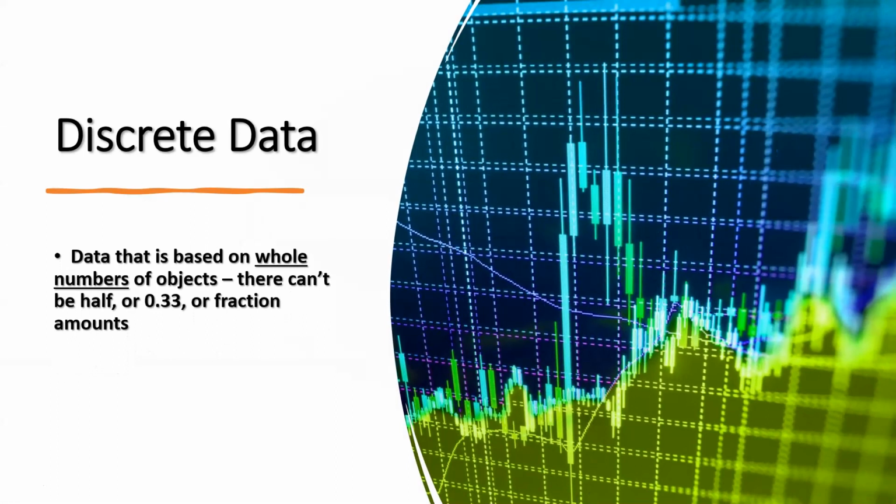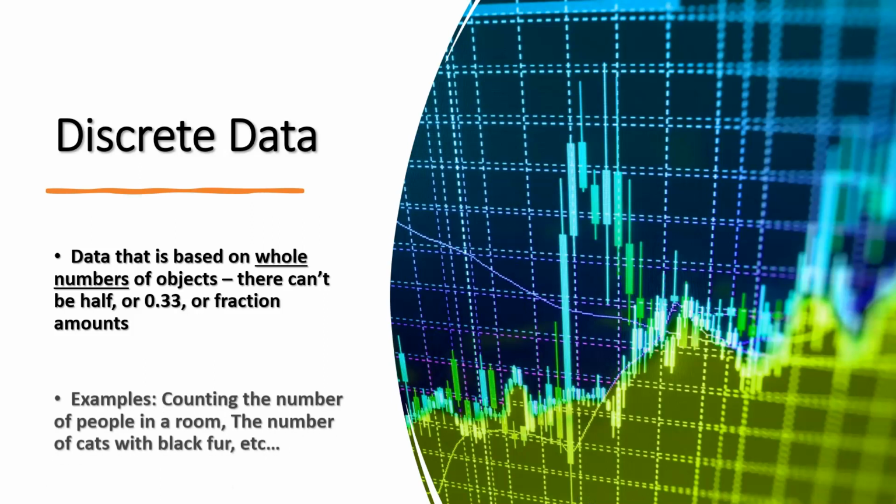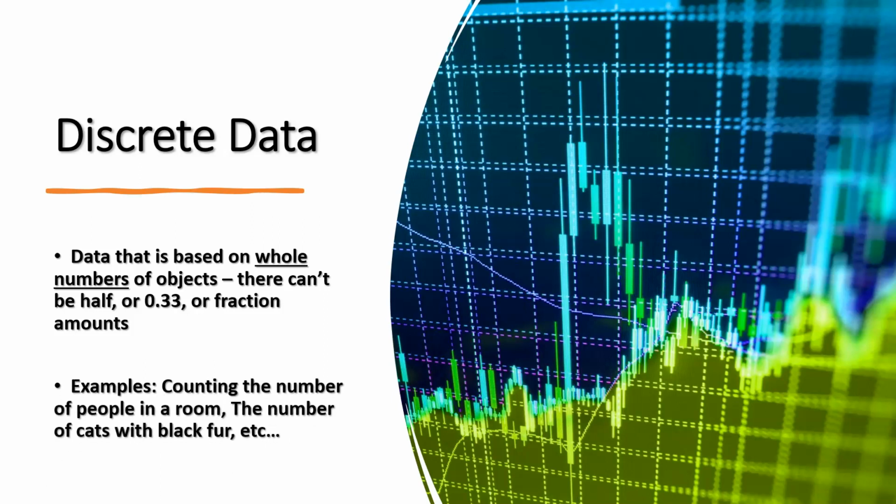Let's look at that a bit closer. So our discrete data is based on whole numbers of objects. So you can't have your halves, 0.33, no fraction values. So examples of this could be counting the number of people in a room, the number of cats with black fur, and that kind of thing. Things where you're not going to get a 0.5 or a 0.75. You're not going to get 0.5 of a cat that's black. Well, I suppose you could, but you're looking at the whole colour of the cat.